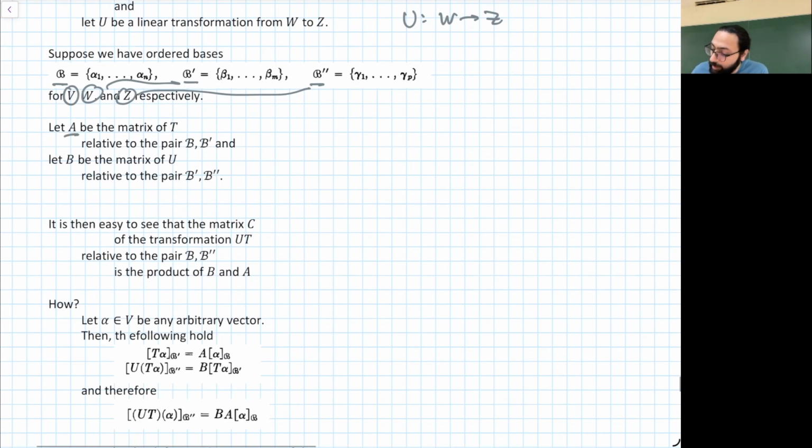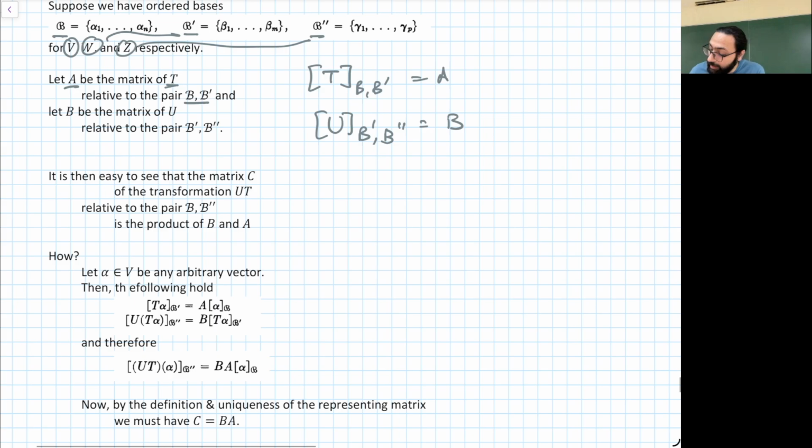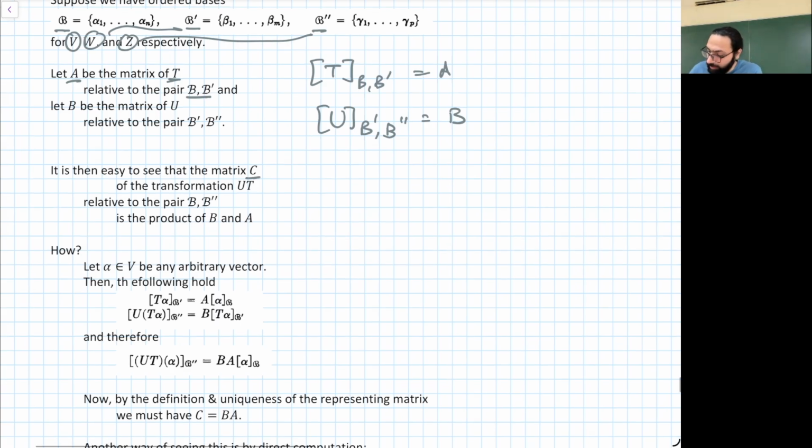And now we are saying, suppose A is the matrix for T relative to B, B prime. And then the matrix for U relative to B prime, B double prime is B. Okay, it is easy to see. The assertion here is that the matrix C of UT in B double prime is basically just A times B. Or sorry, B times A. It's not commutative. Okay, is the claim clear?